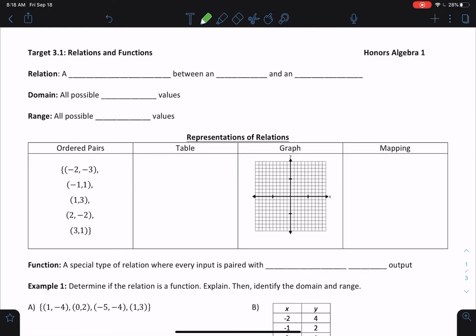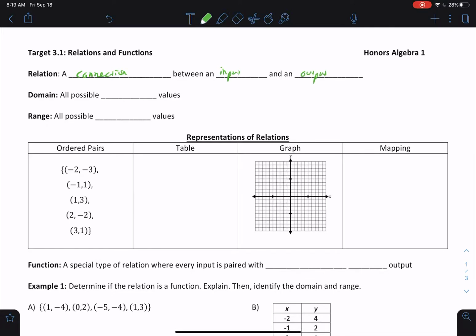Hello everyone, we're going to be talking about Unit 3 now. So Target 1 is about relations and functions. A relation is a connection between an input and an output.